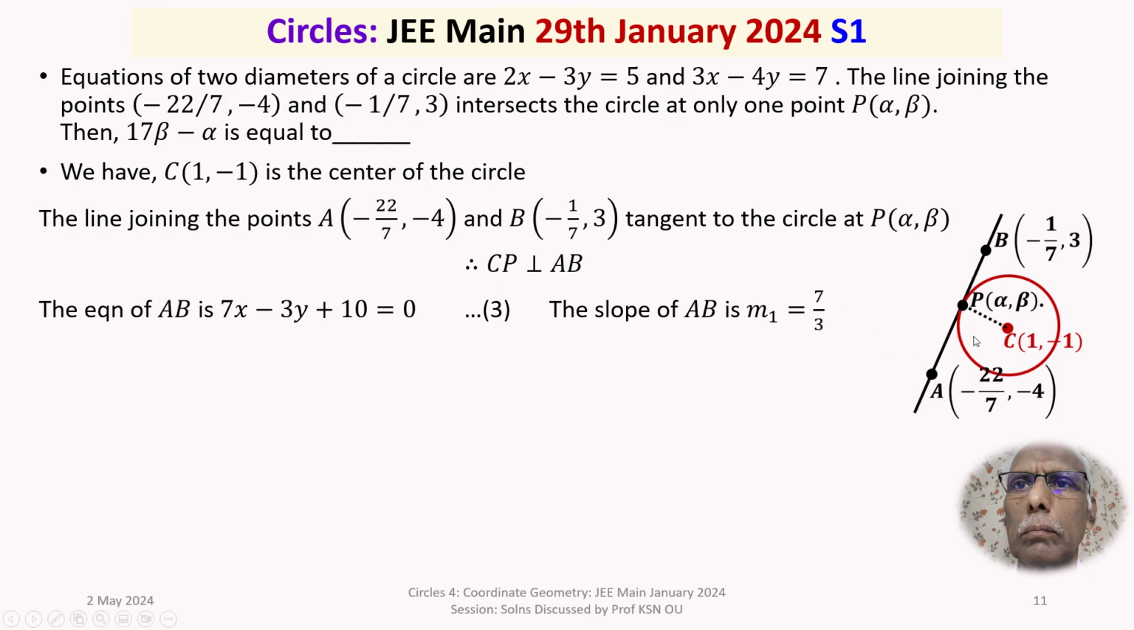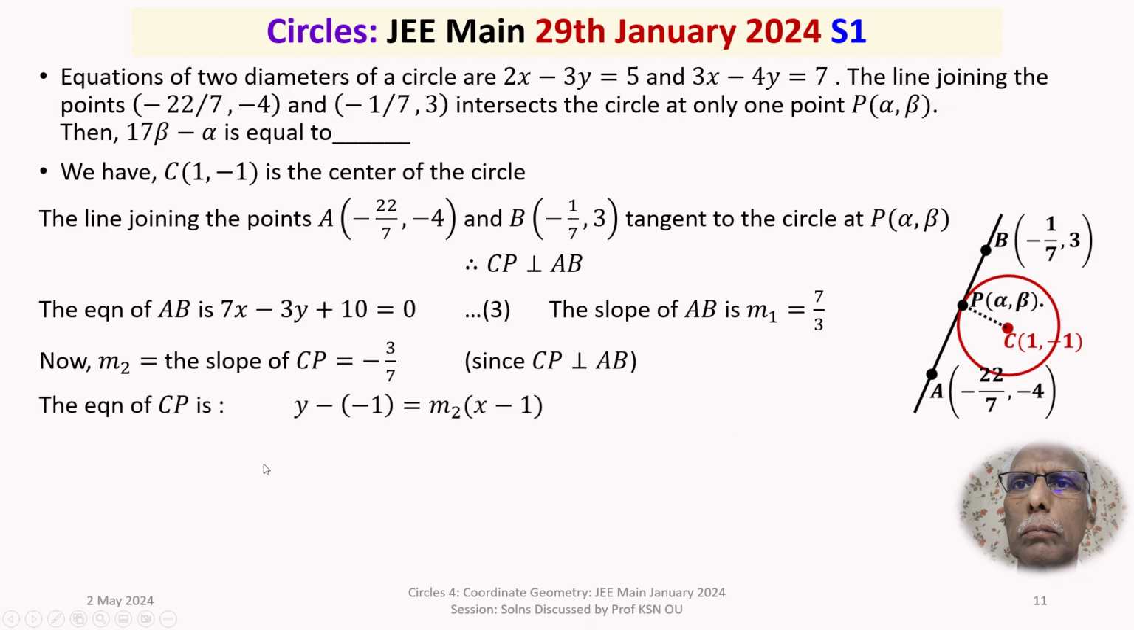Then CP is perpendicular to AB. Then the slope of CP will be, let's say, m2. Then m1 times m2 must be equal to minus 1 and m2 will be minus 3 by 7. Now m2, the slope of CP, is minus 3 by 7 because CP is perpendicular to AB. And now CP is a line passing through C 1 comma minus 1 with the slope minus 3 by 7. So write down the point slope form of the equation, then you will get the equation of CP.